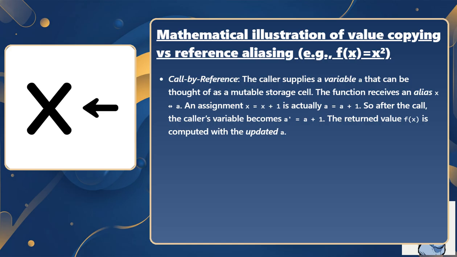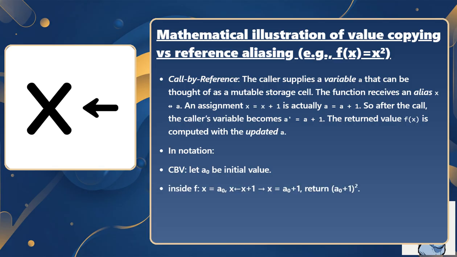Call by reference: the caller supplies a variable a that can be thought of as a mutable storage cell. The function receives an alias x with a, and the assignment x = x + 1 is actually a = a + 1. So after the call, the caller's variable becomes a' = a + 1. The returned value f(x) is computed with the updated a. In notation, call by value: let a sub-zero be the initial value. Inside f, x = a sub-zero, x becomes x + 1, which yields x = a sub-zero + 1, return (a sub-zero + 1) squared.